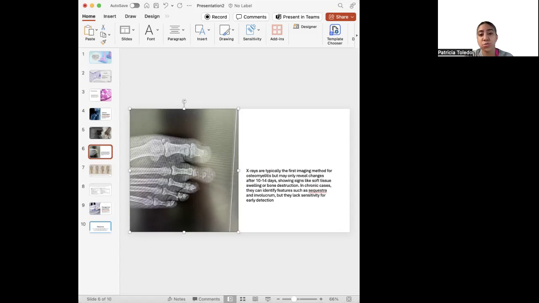So usually an x-ray only reveals changes after 10 to 14 days of infection. In chronic cases, they may show features like sequestra, which is that dead bone fragment, and involucrum, which is the new bone growth around the dead bone. But x-rays usually lack sensitivity for early detection. This patient's x-ray confirmed what we thought could be osteomyelitis.